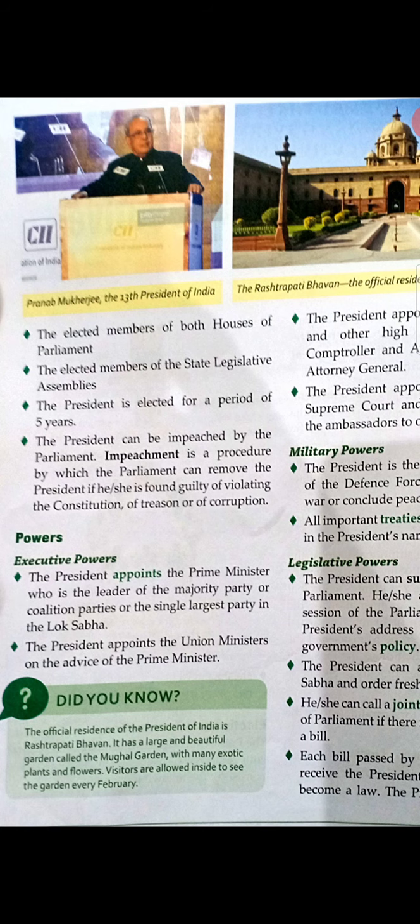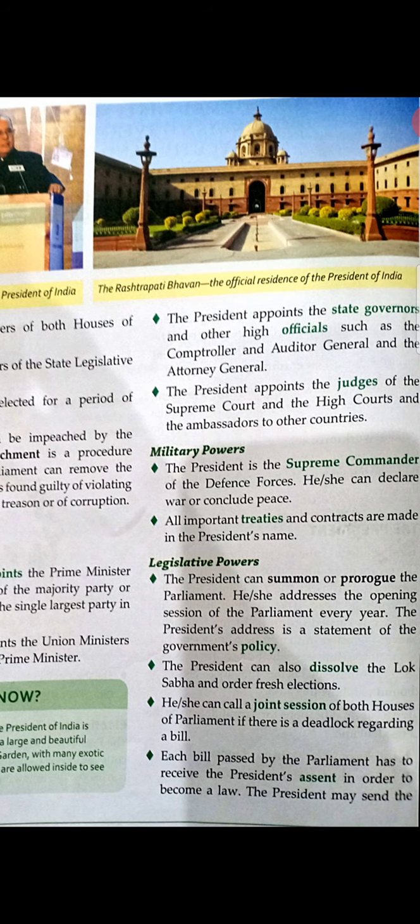He or she can call a joint session. The president can call for a joint session, children, of both houses of the parliament if there is a deadlock regarding a bill. If they are discussing a bill to become a law, then the president is the one who can call both the houses, that is the upper and the lower house, your Rajya Sabha and the Lok Sabha.